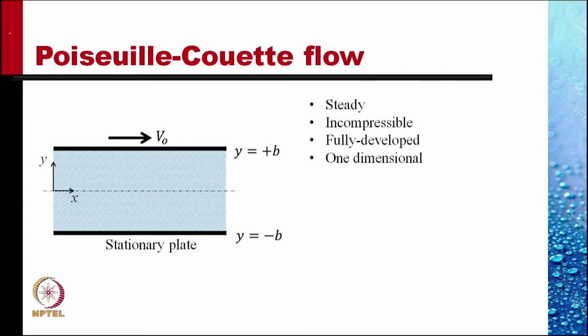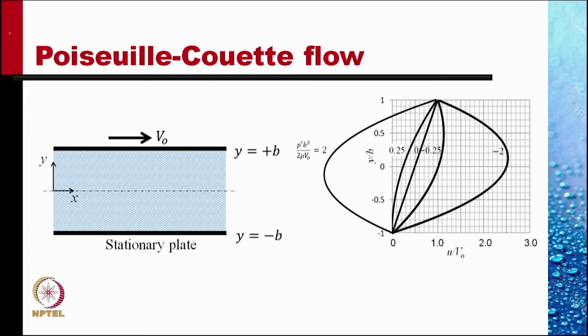We assumed the flow to be steady, incompressible, fully developed and one-dimensional. Under these assumptions, we showed that there is only one component of velocity, Vx, which we denote with u, and it is only a function of y. Since the flow is fully developed, there is nothing that depends upon x. The velocity profile was shown to be like this for various values of the pressure coefficient.